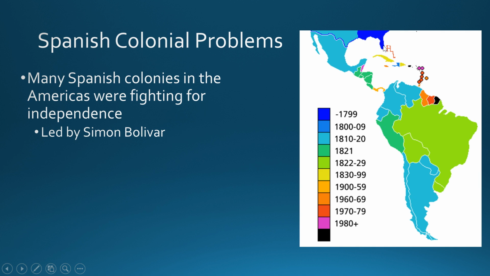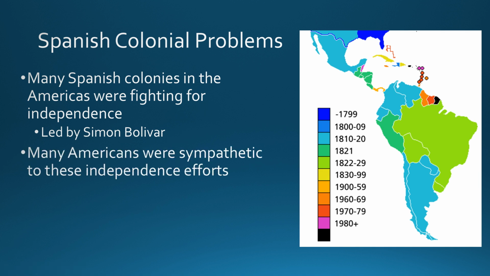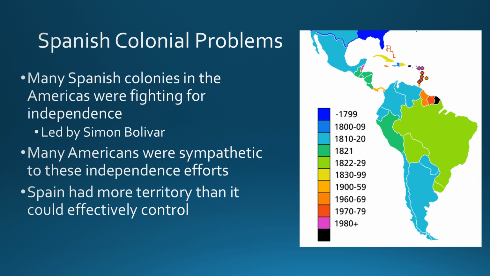So Florida is one of the few spots that they still have a stranglehold on. Many Americans were sympathetic to these independence movements that were going on in Latin America. They thought of themselves as kind of brothers in trying to fight off European colonization. Unfortunately for Spain, it had more territory than it could effectively control at this time. Florida itself was not considered to be one of the more valuable areas of the Spanish Empire, so Spain was willing to negotiate to give its control to the United States.